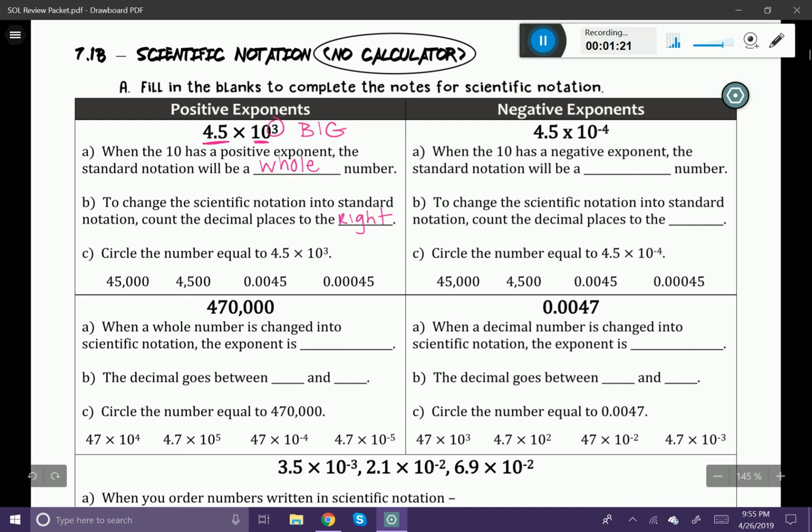All right, let's go ahead and take a look at this example here. Circle the number equal to 4.5 times 10 to the third power. Remember what we do here. We're going to take our 4.5, which is our base number, and we're going to move it 3 spaces to the right. 1, 2, 3.